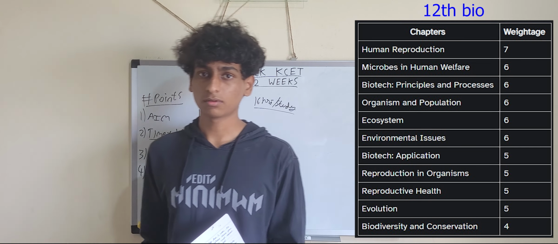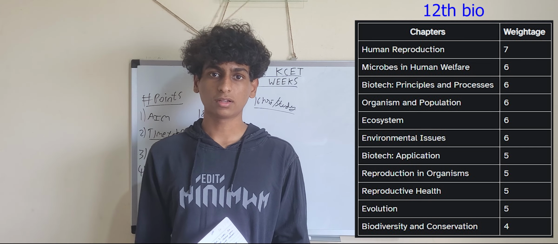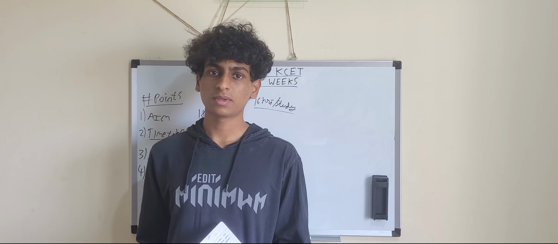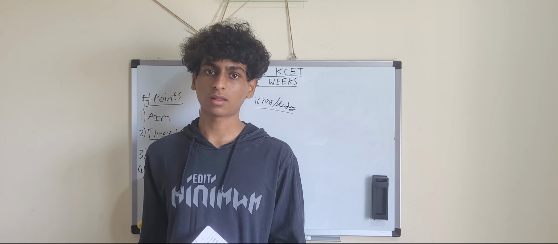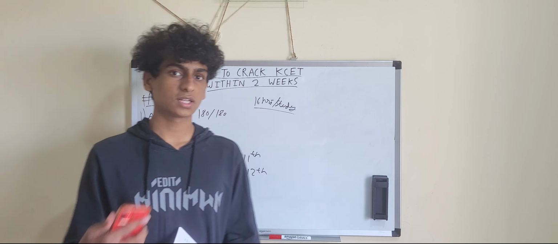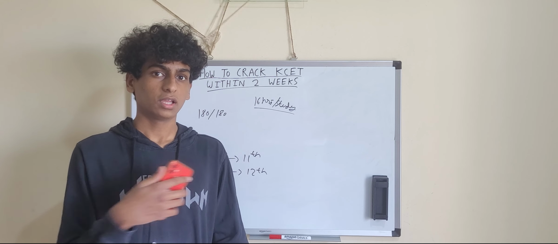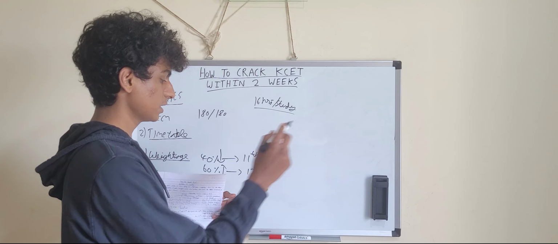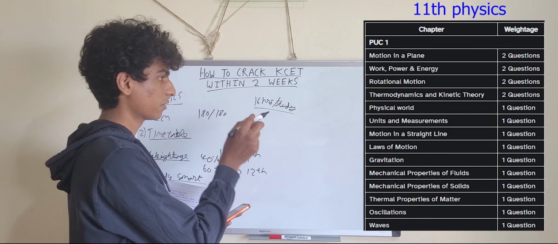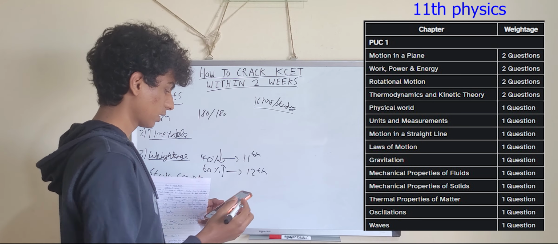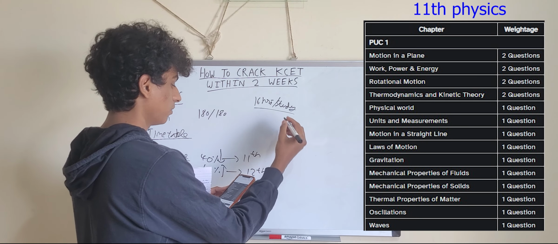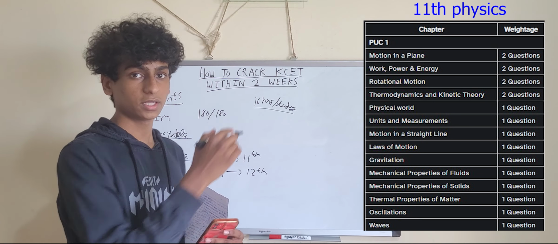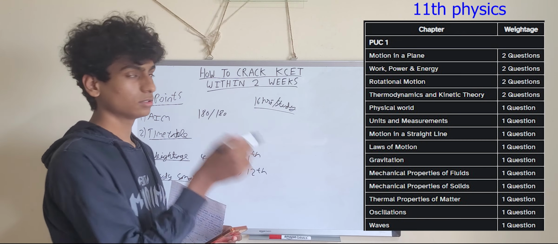I'm going to tell you one thing. Don't completely rely on the weightage, because weightage is based on previous year questions and approximates. This is the most reliable weightage I found online. If you look at physics in this weightage, you can see the number of questions. Number of questions means number of marks. So 2 questions from this chapter means 2 marks.